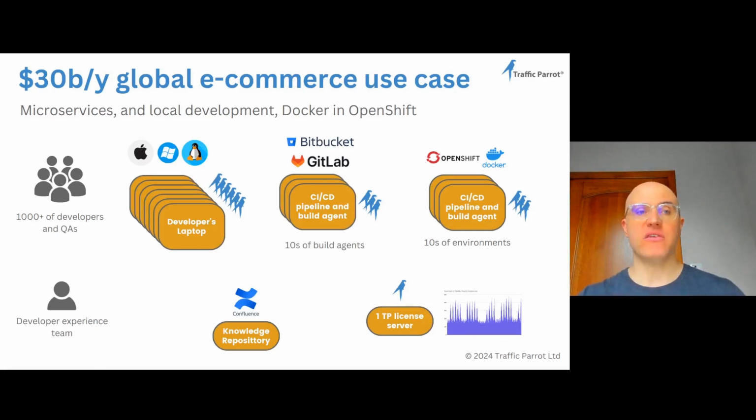So this is an example of a $30 billion global e-commerce company, where they're using Traffic Pirate for their mocking, service virtualization, and simulation purposes. They've got a developer experience team that's helping thousands of developers and QAs, and they've got a lot of developer laptops and desktops running different platforms, a lot of build agents, a lot of OpenShift, Kubernetes, Docker environments, a repository, and a single Traffic Pirate server that manages all of this, right? So they're heavily focused on local development and testing. Most of the usage is actually on local developers' laptops.